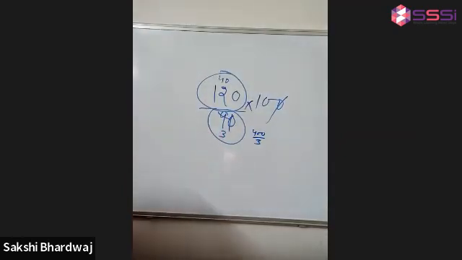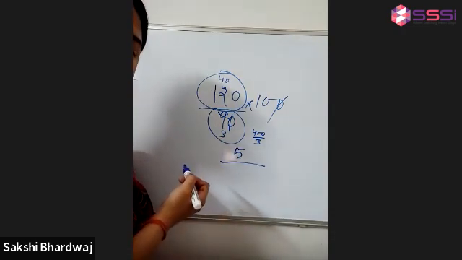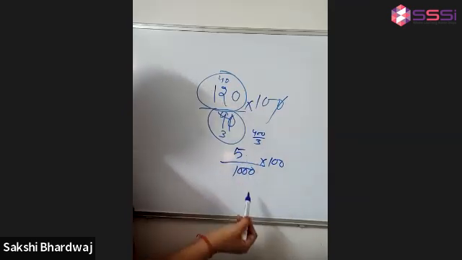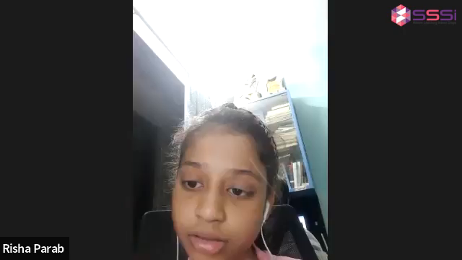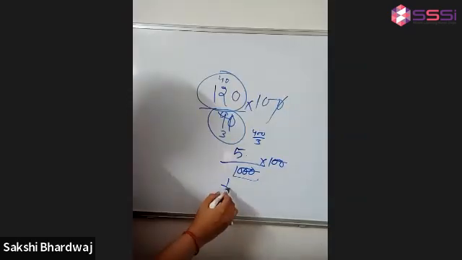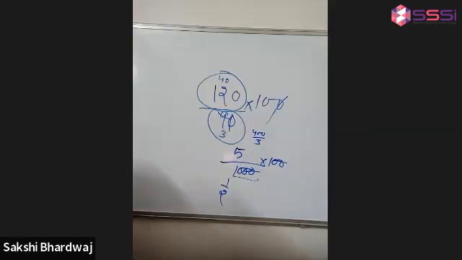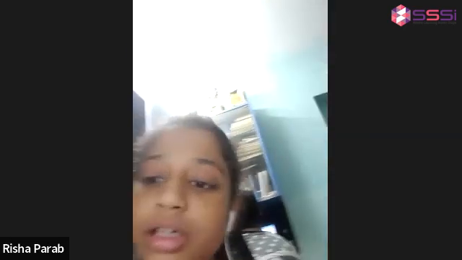Question number 13. What percent is 5 gram of 1 kg? You need to make them in grams. 1 kg is made of 1,000 grams. So 5 gram out of 1,000 gram, so 5 upon 1000, that is 1 by 2, which means 0.05. Clear? Question number 14.